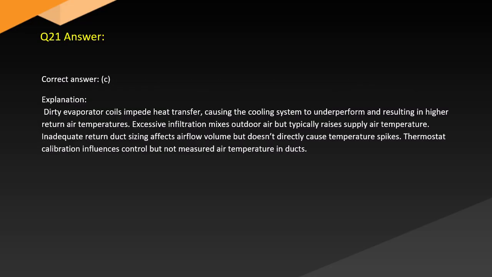Answer. Correct answer: C. Explanation. Dirty evaporator coils impede heat transfer, causing the cooling system to underperform and resulting in high return air temperatures. Excessive infiltration mixes outdoor air, but typically raises supply air temperature. Inadequate return duct sizing affects airflow volume but doesn't directly cause temperature spikes. Thermostat calibration influences control, but not measured air temperature in ducts.